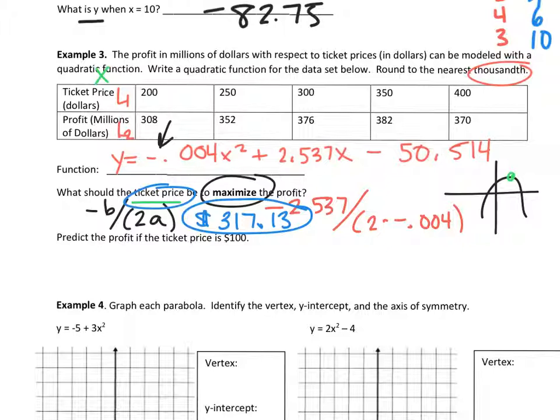And then predict the profit if the ticket price is 100. So let x be 100 because ticket price is 100. So I'm going to plug in 100 into x right here. So it's negative 0.004 times parentheses 100 squared plus 2.537 times 100 minus 50.514. So the profit is going to be 163 million.